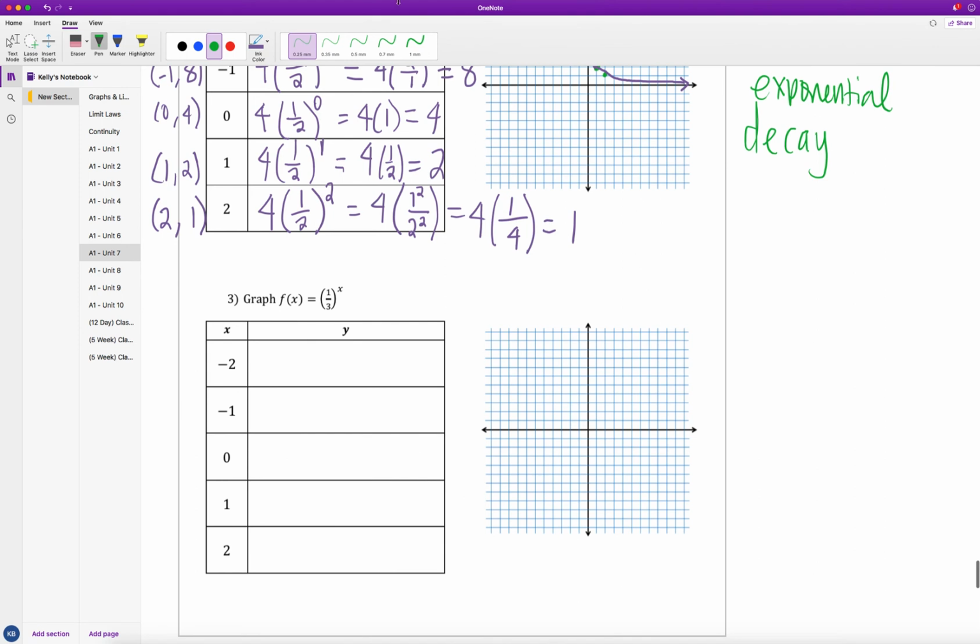Okay, let's look at example 3. So I think you guys should pause the video and find all of these points, and then we'll check each one. Okay, let's check our first value.